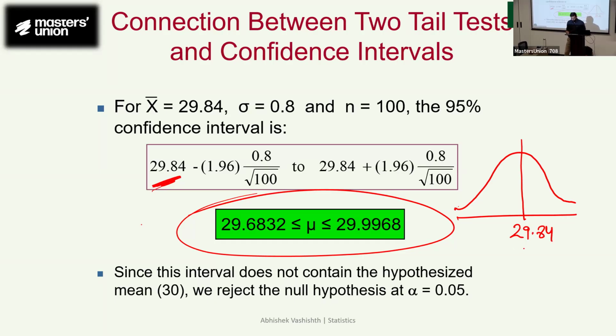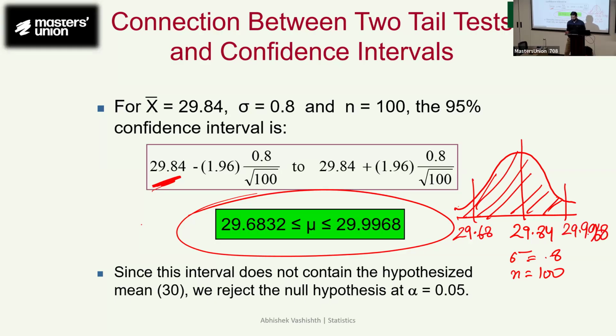Right? Sigma value I am assuming 0.8. I know that is equals to 100. Right? I am finding out this 95% confidence interval. In this 95% confidence interval that I get, my values are coming out to be 29.68 to 29.9968. 30 is not covered in this. 30 is outside this. That means that if you will be considering 95% confidence interval of your sample also, it will not be touching the claim.